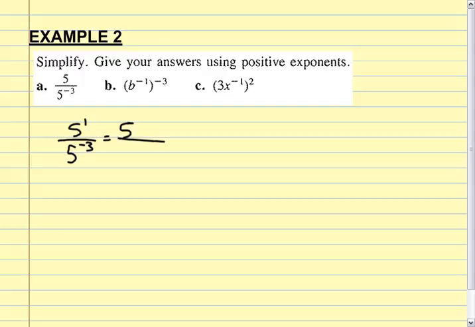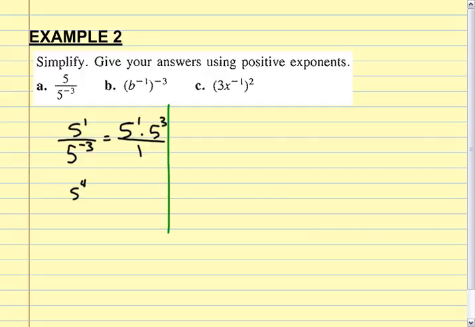Negative. Okay, so we need to move it, right? So let's put it on top, right? Okay. What do we have left on the bottom? One. Just 1. So I don't need to multiply this out, but could I write them together? 5 to the fourth over 1, we just leave it as 5 to the fourth. Is that okay? Does that make sense? Good.